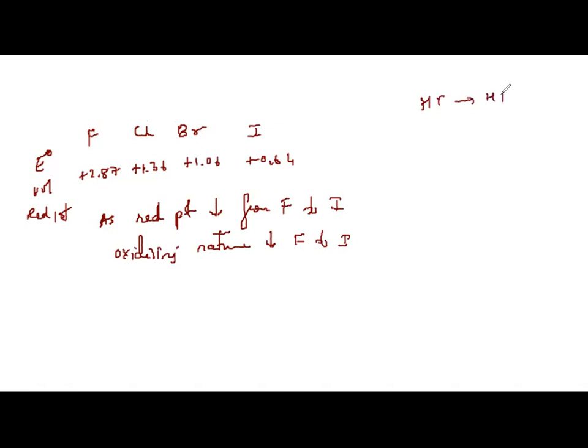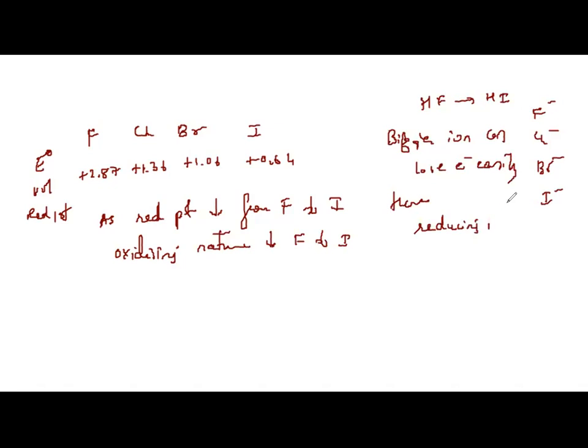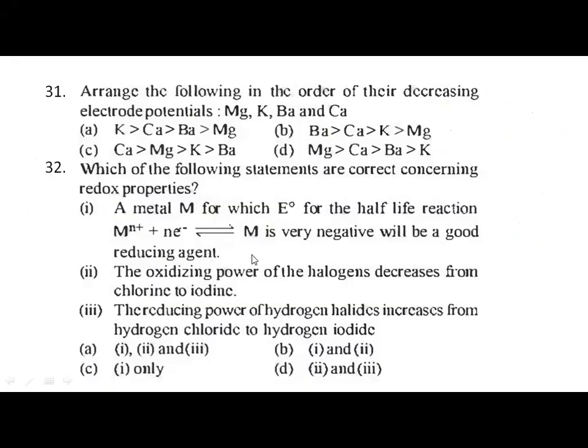The third point is from HF to HI. As you move from fluorine to iodine, the size of the halide ions increases: fluoride ion, chloride ion, bromide ion, iodide ion, down the group. Since the ion is bigger, it can lose an electron easily. Hence I can say reducing nature increases from HF to HI. So all the given options are correct properties concerning redox properties. Which is the correct option? It is 1, 2 and 3.